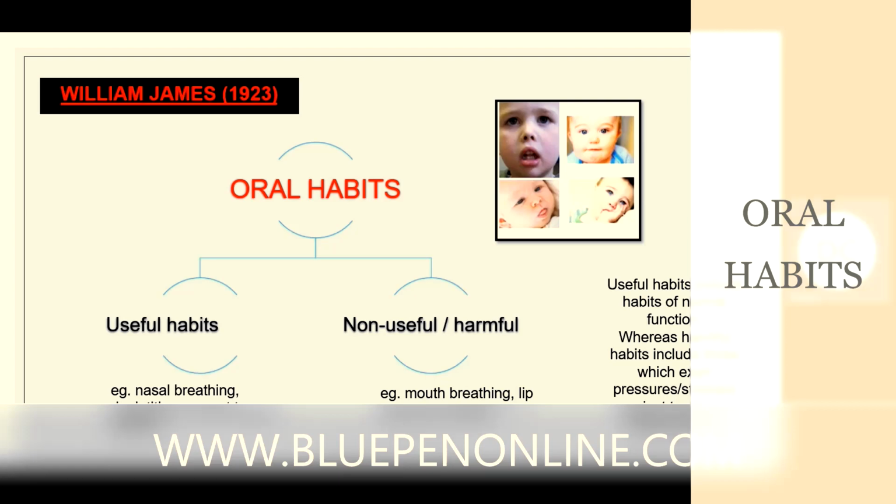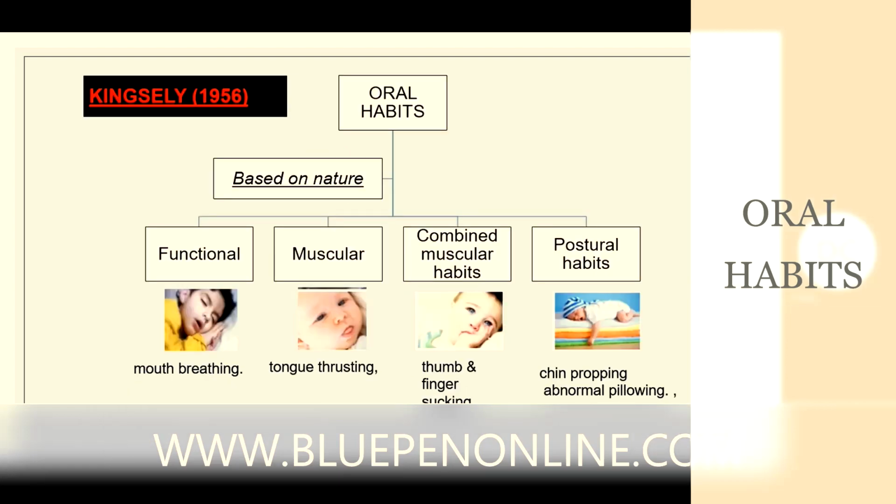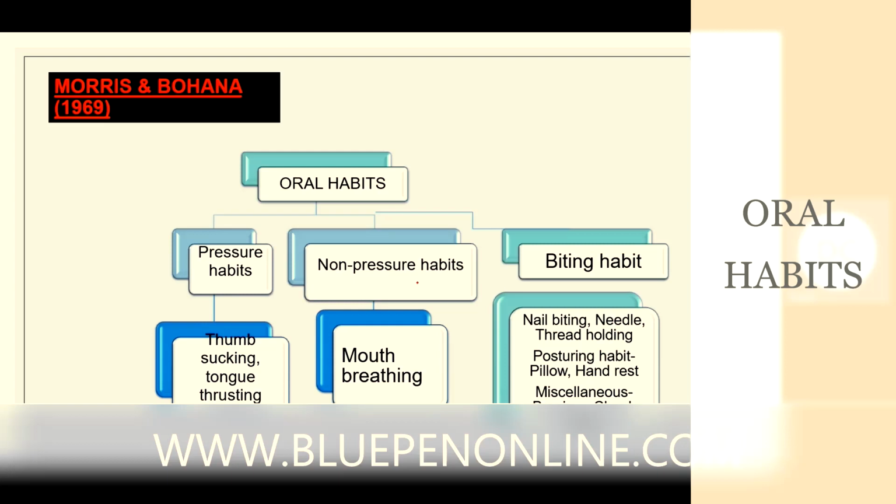Kingsley's classification. He classified based on nature, like functional, which includes mouth breathing, muscular including tongue thrusting, combined muscular habits, thumb and finger sucking, and postural habits which include chin propping and abnormal pillowing. Morris and Bohanna have given classification as pressure habits, non-pressure habits and biting habits. So the pressure habits are thumb sucking, tongue thrusting, and the non-pressure habit is mouth breathing.